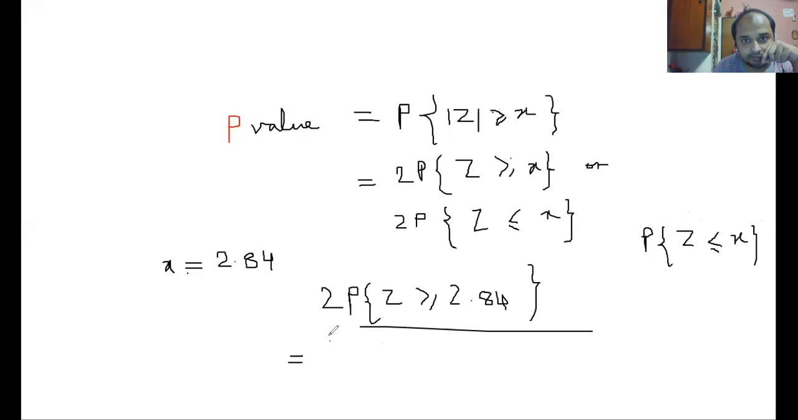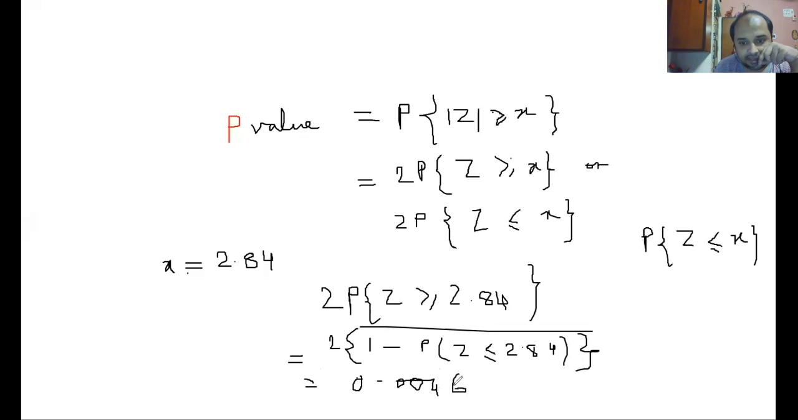So you need to do a short calculation over here. You write 2 into 1 minus the probability of Z less than or equal to 2.84. If you put in the probability which we have got, you will get the value 0.0046.